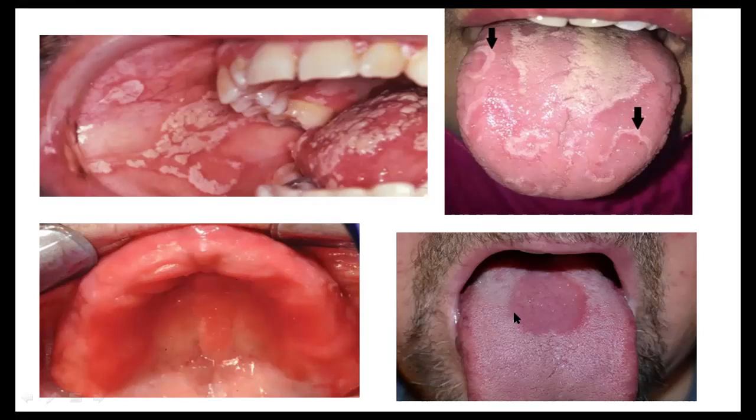This is median rhomboid glossitis, where there is loss of the filiform papillae in the center of the dorsum of the tongue. It is characteristic of, again, a candida associated lesion. So it is caused by candida. Okay, so I hope that clarifies.